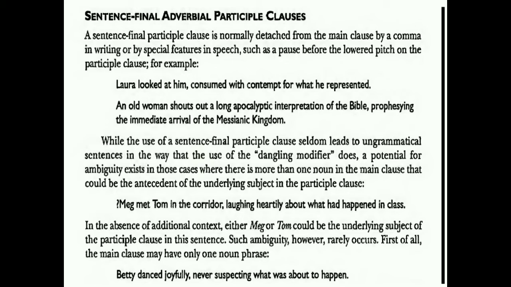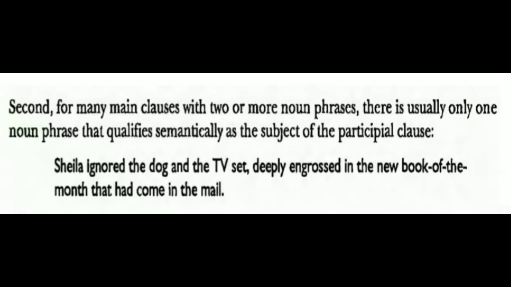For example, Meg met Tom in the corridor, laughing heartily about what happened in the class. In the absence of additional context, either Meg or Tom could be the underlying subject of the participle clause in the sentence. Such ambiguity, however, rarely occurs. First of all, the main clause may have only one noun phrase. Second, for many main clauses with two or more noun phrases, there is usually one noun phrase that qualifies semantically as the subject of the participial clause.